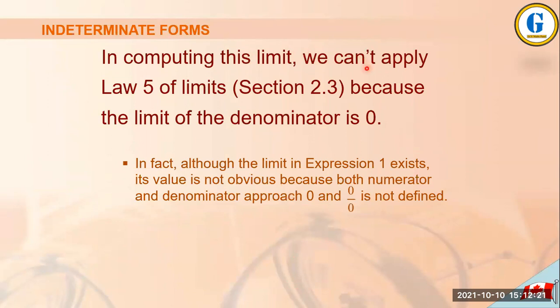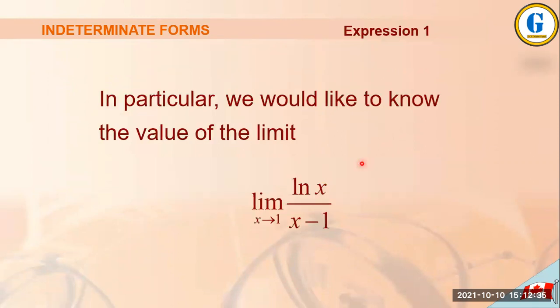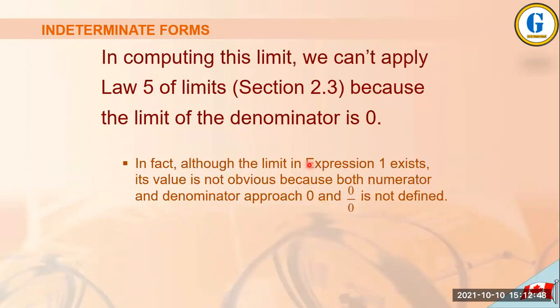In computing the limit, you can apply law 5 of limits, but that is not really going to make sense. In fact, though the limit expression exists, its value is not obvious because both numerator and denominator approach 0. And this is not defined, right? If you look very well, the limit here is 0 over 0 now. So this is one of the indeterminate forms, where we have 0 over 0. And we are trying to see what we do here.